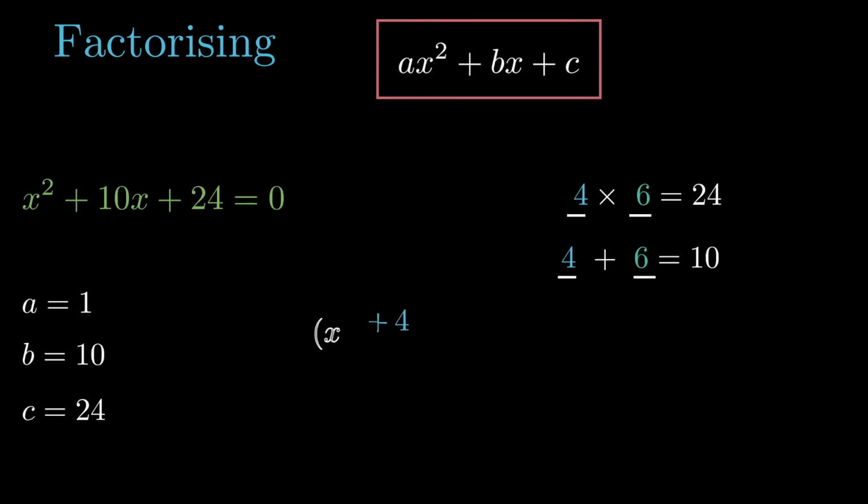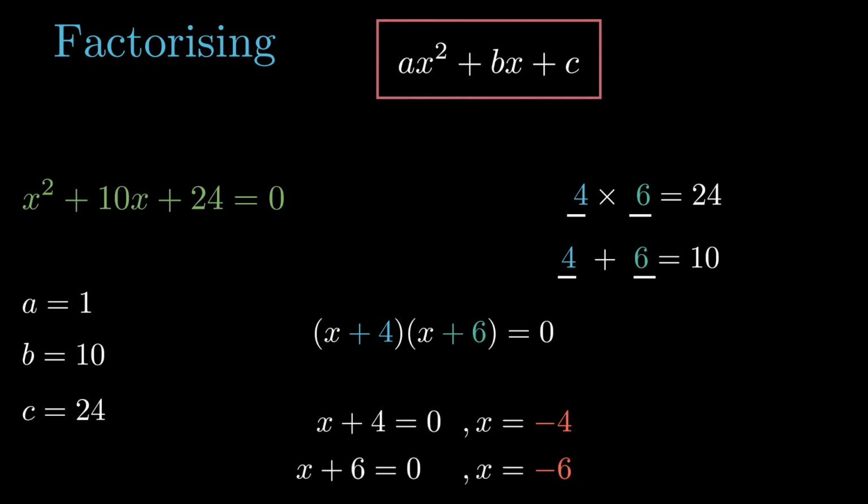And now the next step is we plug it into the brackets, so we get x plus 4 and x plus 6 is equal to 0. And the final step is when x plus 4 is equal to 0, one of our solutions is x equals minus 4, and when x plus 6 equals 0, the other solution is x equals minus 6.